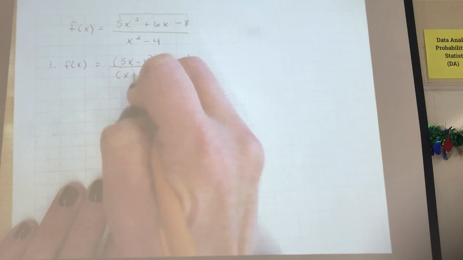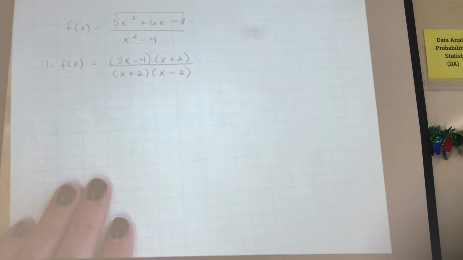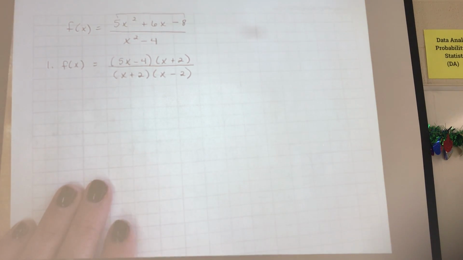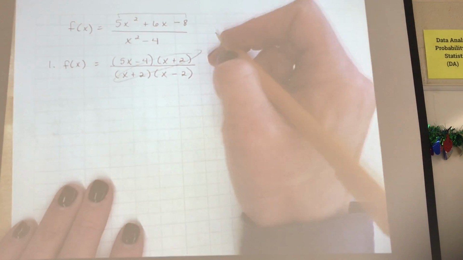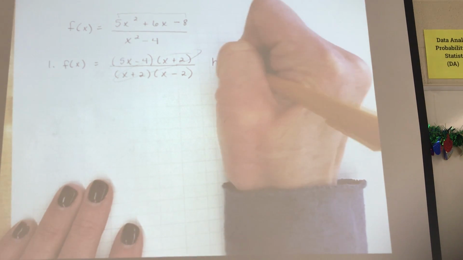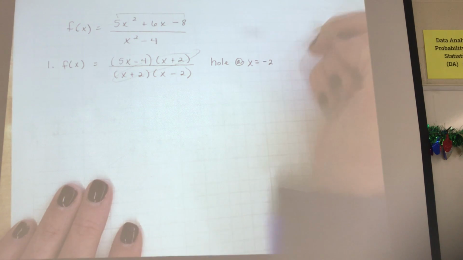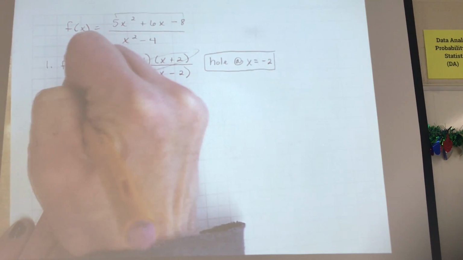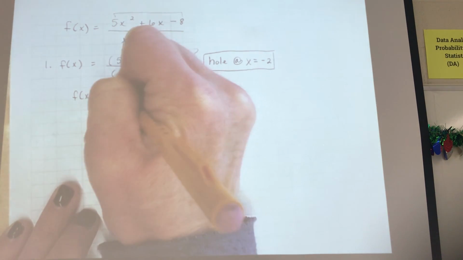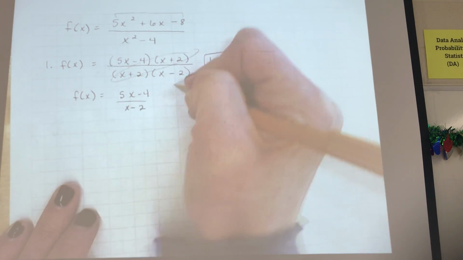The denominator is a little bit easier. It's the difference of two squares, x plus 2 and x minus 2. Now, at this stage, when the function's factored, we're looking for holes. I can see here this common factor of x plus 2. That's going to create a hole in the function at x equals -2. And my new improved function is 5x minus 4 over x minus 2.